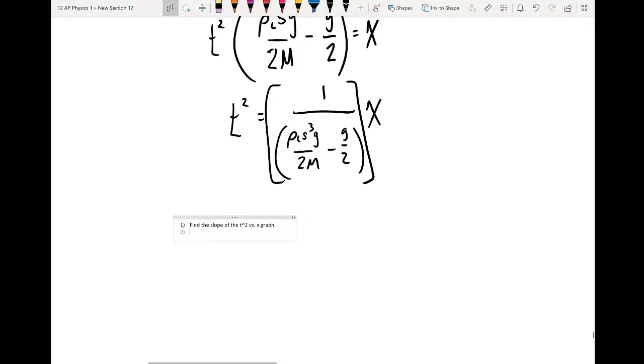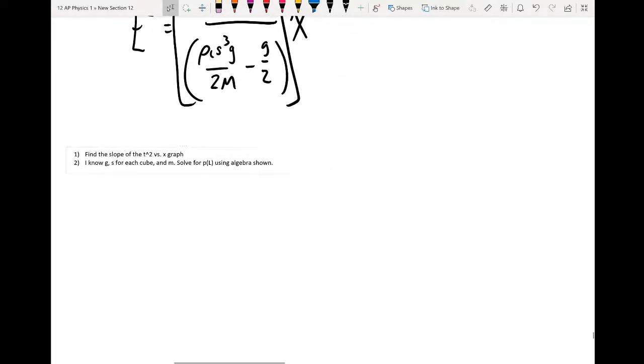So I need to find that slope. And then I'm going to say, I know g, s for each cube, and m. Solve for, I call it rho here, sorry, L, using algebra shown. And I will say, hey, my slope equals 1 over rho L s cubed g over 2m minus g over 2.